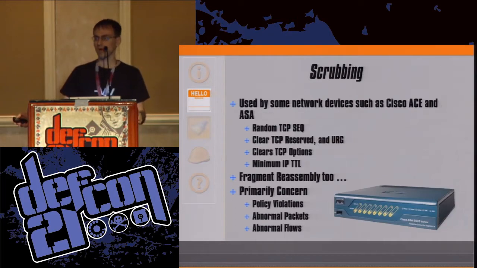Then there are a variety of networking devices such as the Cisco ACE and Cisco ASA. Throw in some other scrubbing options: randomizing the TCP sequence number, clearing the TCP reserved field and urgent fields, clearing some TCP options, and enforcing a minimum IP time to live. Also, some fragment reassembly as well. As with the other solutions, the primary concern is policy violations, abnormal packets, and abnormal flows, keeping the bad things, obviously, out.